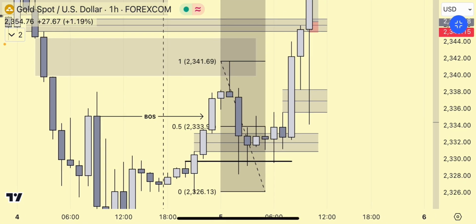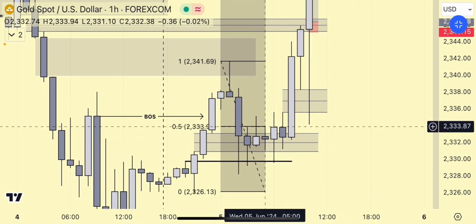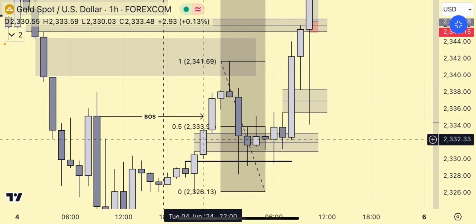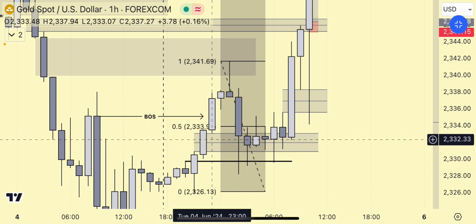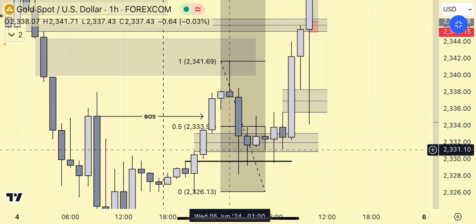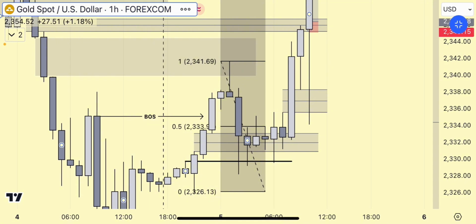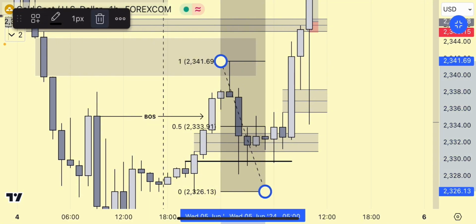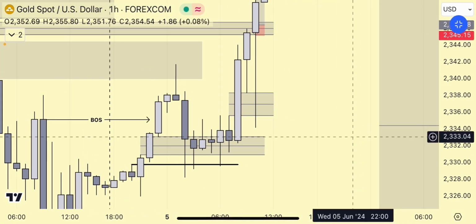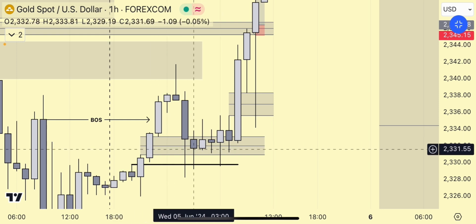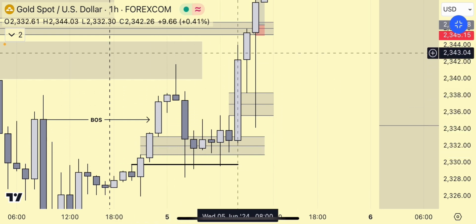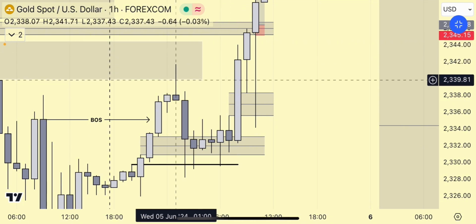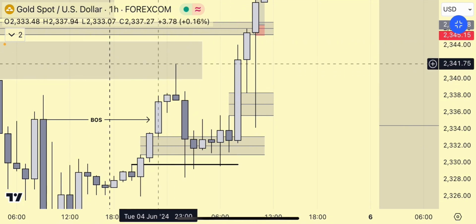So price then created this impulsive move, moving away from this zone entirely, away from the other block. So let me just take away this fib, right? Away from the zone and away from this other block right here. And then we saw another impulsive candle that broke this high right here.